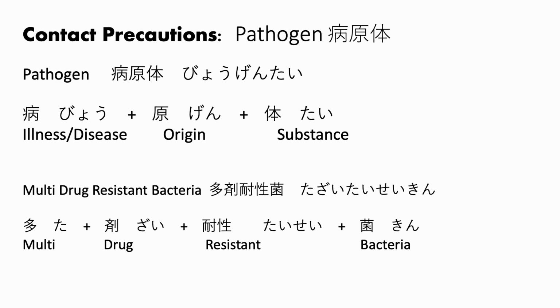Now, one of the main types of pathogens that require contact precautions are multi-drug resistant bacteria, and the word for that is tazai taiseikin. Breaking the word down, we have the kanji ta for multi, zai for drug, taisei for resistant, and kin for bacteria. So altogether making tazai taiseikin, or multi-drug resistant bacteria.